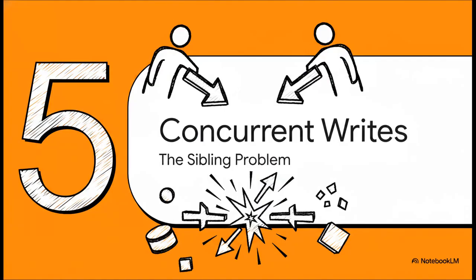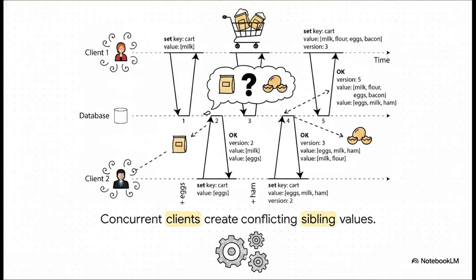Which leads us to a fascinating challenge: detecting concurrent writes, the sibling problem. Let's look at the inevitable result of leaderless systems, what actually happens when 2 users write data at the exact same millisecond. Without a central leader to line them up in a neat little queue, we hit a collision. Imagine 2 clients interacting with the exact same shopping cart at the precise same moment. Client 1 adds flour to the cart, and almost simultaneously Client 2 adds eggs. They both send their writes to different database nodes.